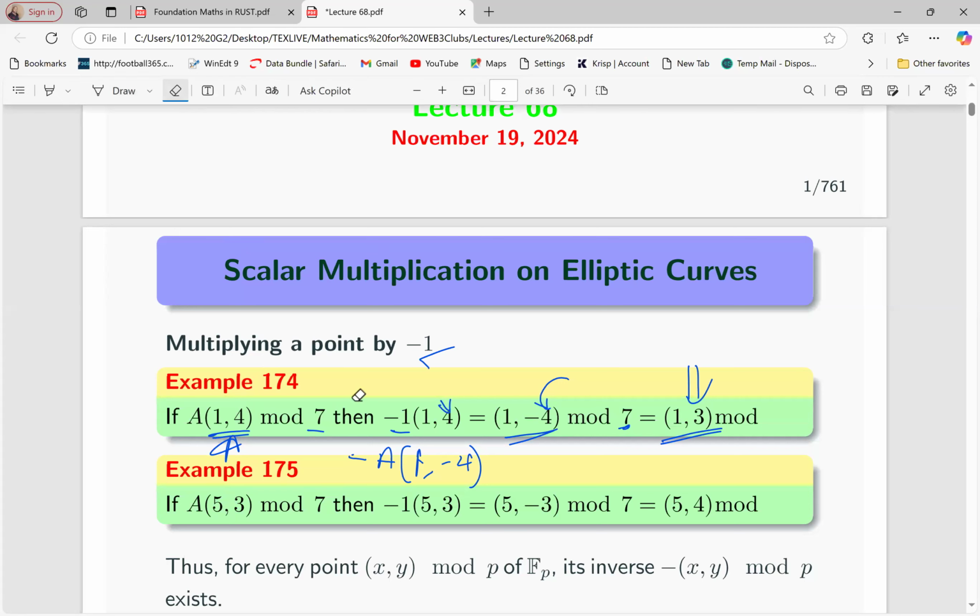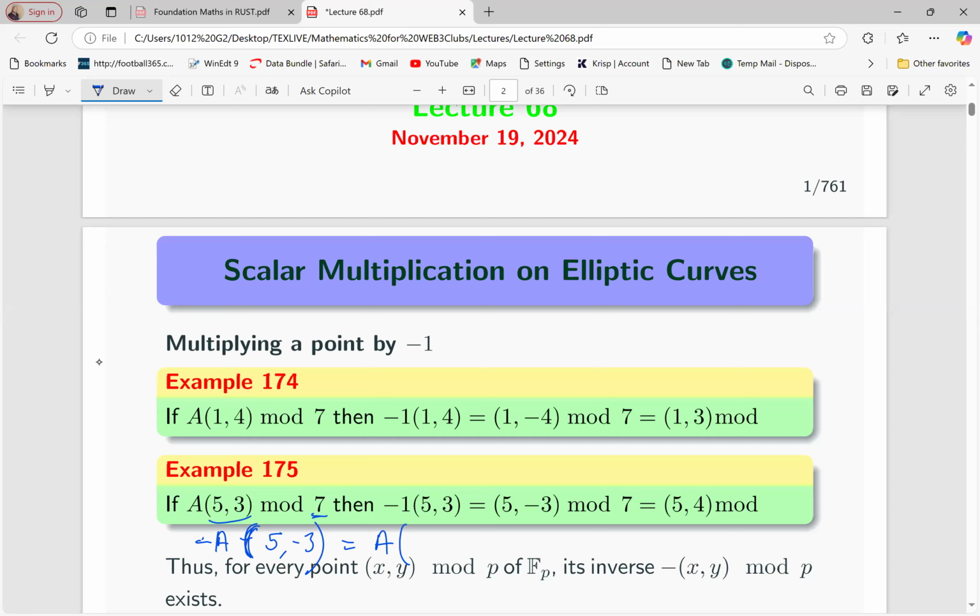So if -1 is the scalar, then that is very easy. Just the same as getting the inverse of that point. The final example on that: supposing I'm given this A, and I'm supposed to get -A. In other words, I'm getting the inverse of point A. And so the inverse of point A will just be 5, -3. But I'm doing it mod 7. So the -3, I'm supposed to change it to positive by adding 7 to it. And then I have this as the new point. So this is the inverse of A.